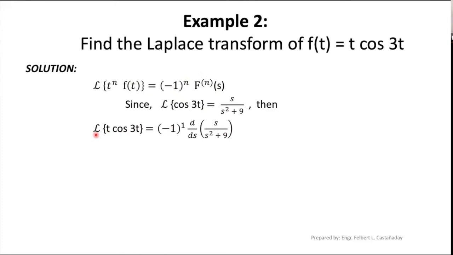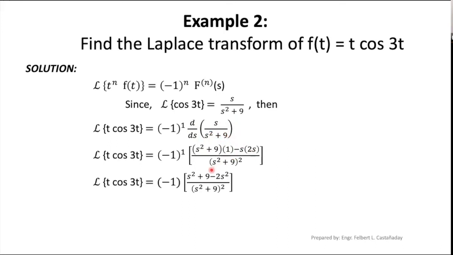We can say that the Laplace of t cosine of 3t is equal to negative 1 raised to 1, because the power of t is 1. And then the first derivative of the Laplace transform, s over s squared plus 9, which is the transform of cosine of 3t. So using the quotient rule to determine the derivative of this transform, denominator first, s squared plus 9 times the derivative of the numerator, which is 1, minus the numerator times the derivative of the denominator. So s squared, the derivative of that is 2s, all over the square of the denominator.